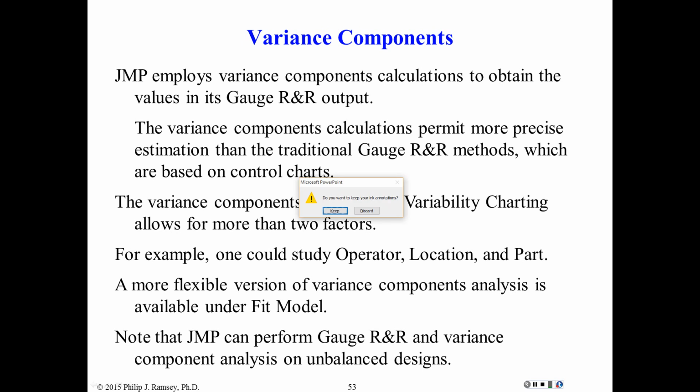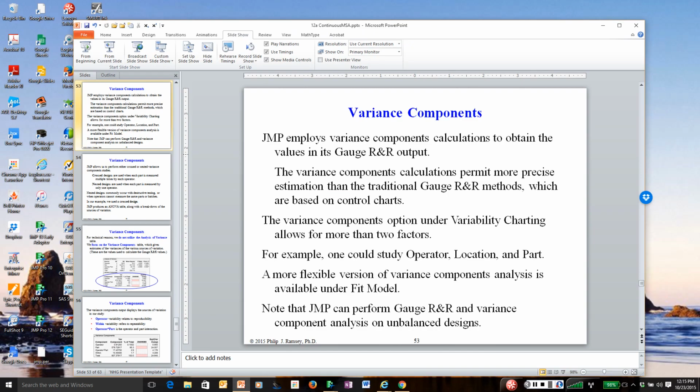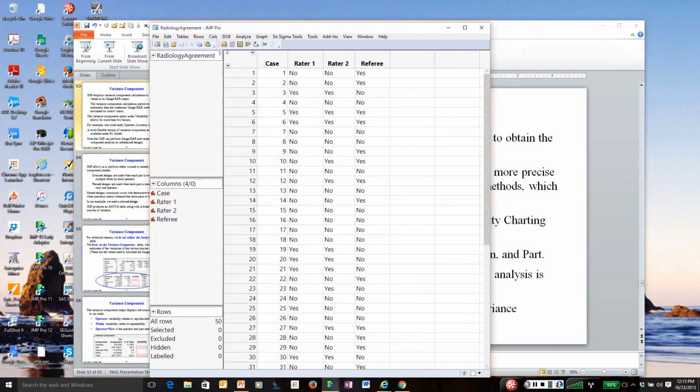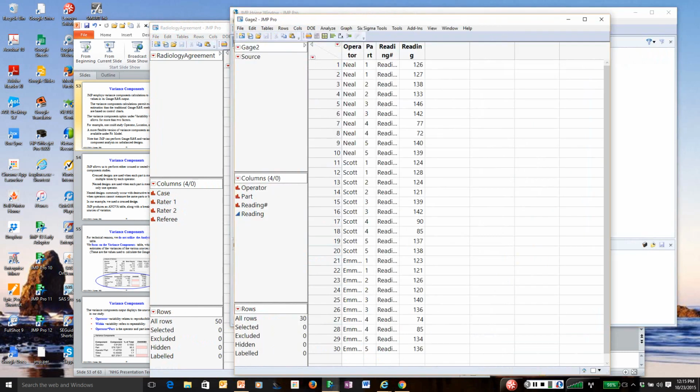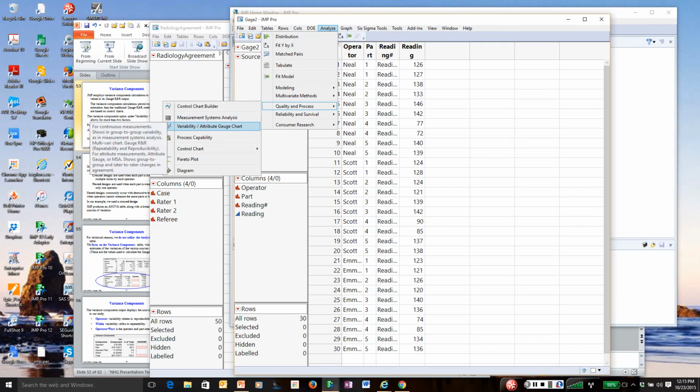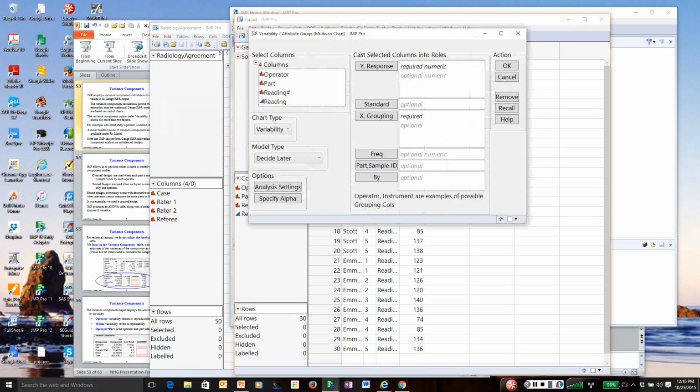So I'm going to go back to JMP. I'm going to move over to the JMP software, and I'll reopen the gauge 2 data. Remember, this is the gauge R&R study. So we go to Analyze, Quality and Process, and we're going to use the platform Variability/Attribute Gauge Chart. Remember, the readings are the diameters, that's the response.